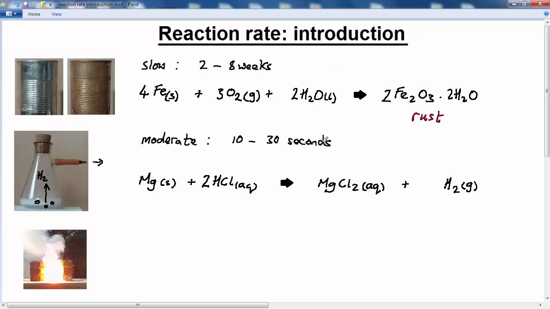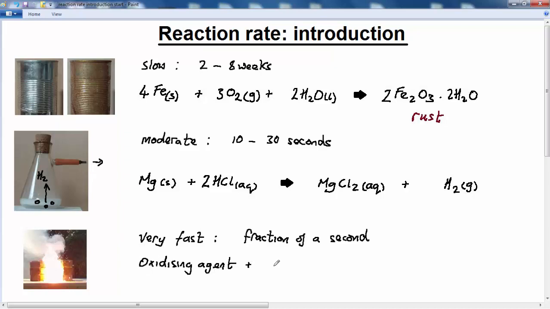So that reaction goes a lot faster than the previous one, but you can get even faster reactions, for example explosions, which take place very quickly, very fast, and an explosion might take place within a fraction of a second. And so explosions, for example, nearly always involve the reaction of an oxidizing agent with a reducing agent, and this combination produces a whole lot of energy very, very quickly, and that results in an explosion.